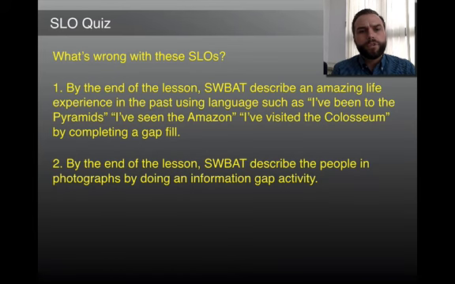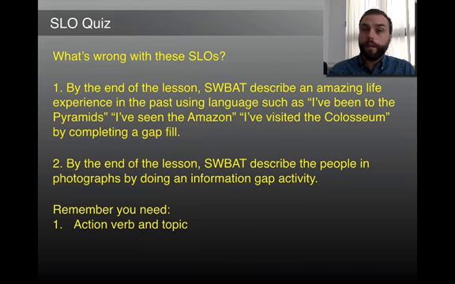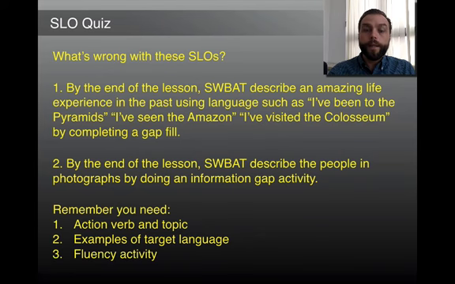And if we look at number 2, the objective, describing people in photographs. Now, what target language are we going to use? Are we going to describe their clothes? Are we going to describe their facial features or how they look? Okay, are we going to compare them using comparatives? It's not really clear from this objective exactly what is the target language. So it's really important to know exactly what is your target language before you start planning your lesson. Okay, so remember, you need an action verb and a topic, examples of the target language, and the fluency activity that's suitable for your lesson.